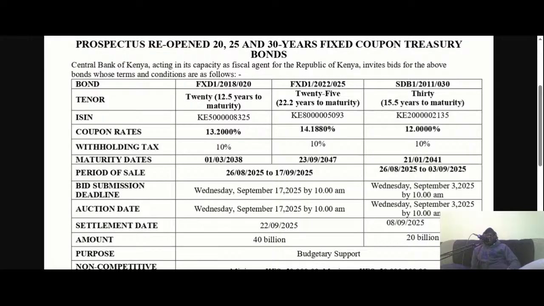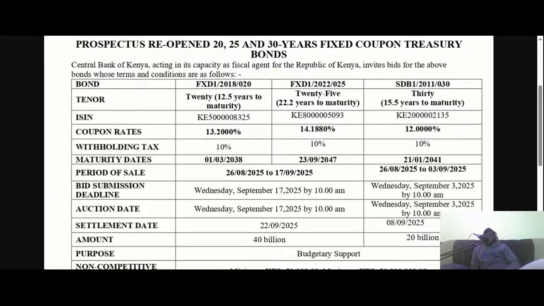So be aware that you are surrendering money right now, and you'll get that money back on the 1st of March 2038. The period of sale of this particular bond is from the 26th of August when it was floated until the 17th of September 2025. Right now, we are on the 31st of August 2025. So we still have around 3 weeks for you to get the information that you need before making a decision and placing your bid. The bid submission deadline is on 17th of September 2025 by 10 a.m.